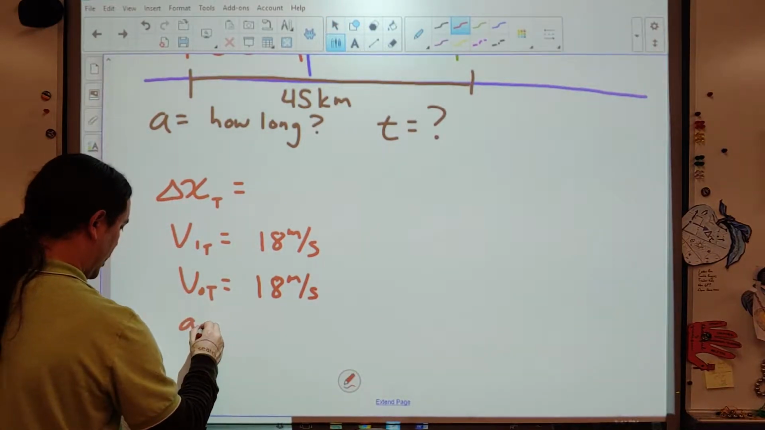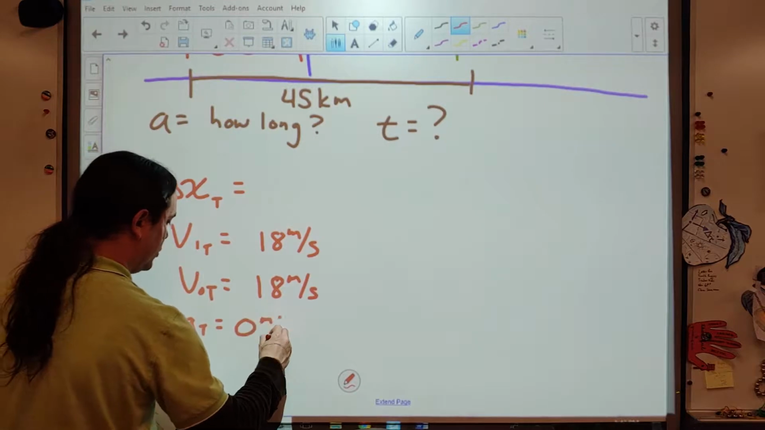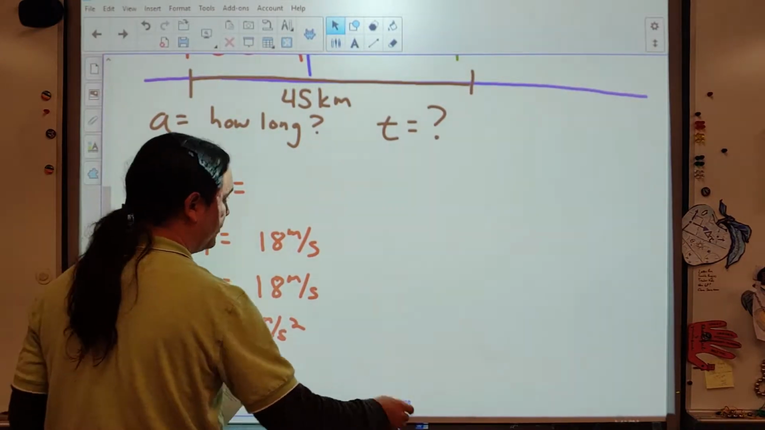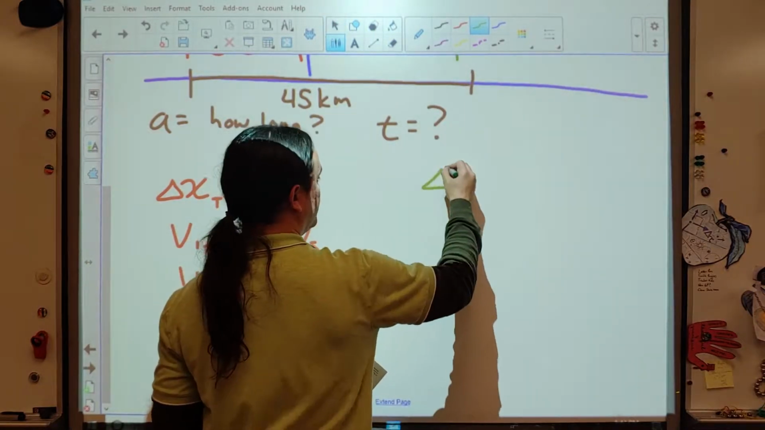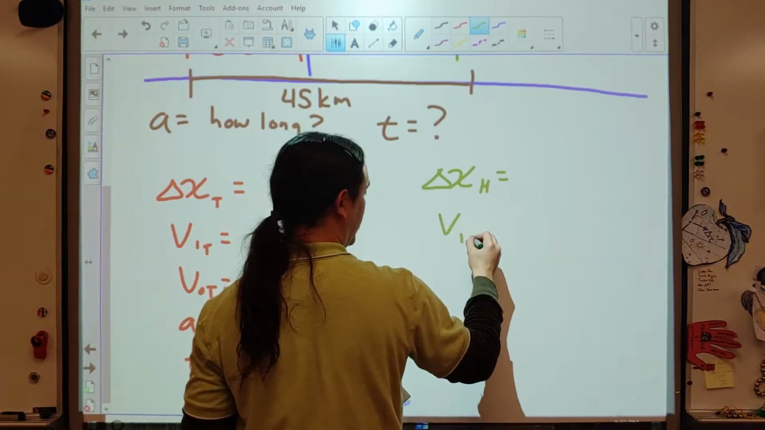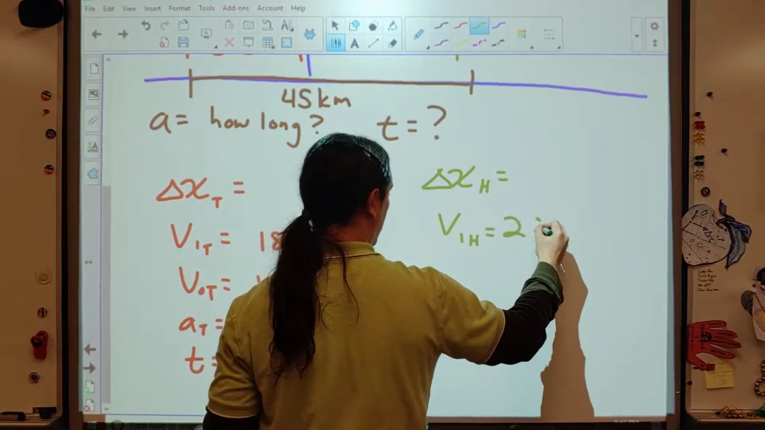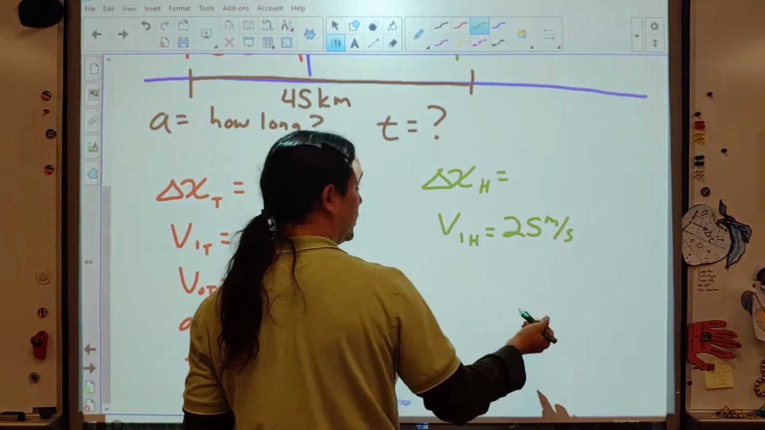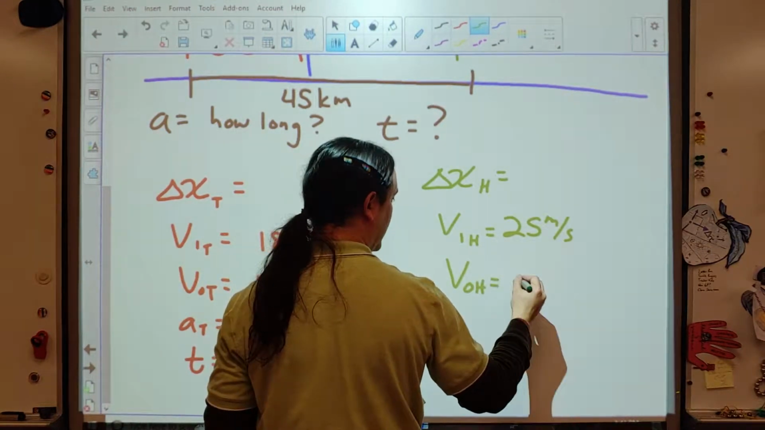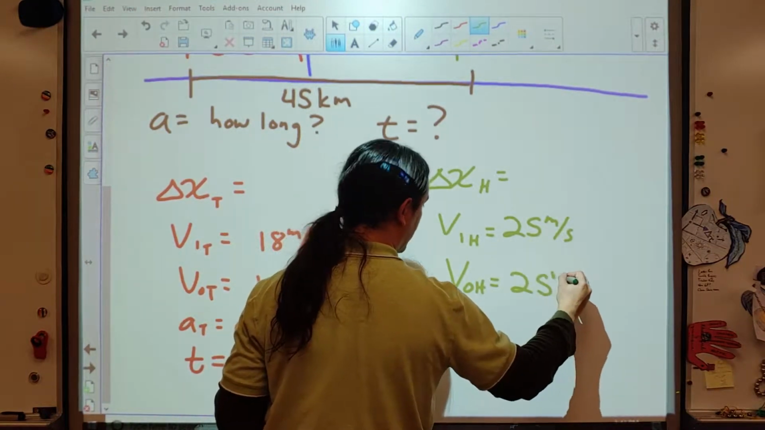Okay. Acceleration of the thunderstorm is going to be 0 meters per second squared, and we've got the time for the thunderstorm's motion. Then we've got another object, delta x of the hurricane. We've got the final of the hurricane, which we said was 25 meters per second. Technically negative because it's moving to the left. The initial of the hurricane is also 25 meters per second.